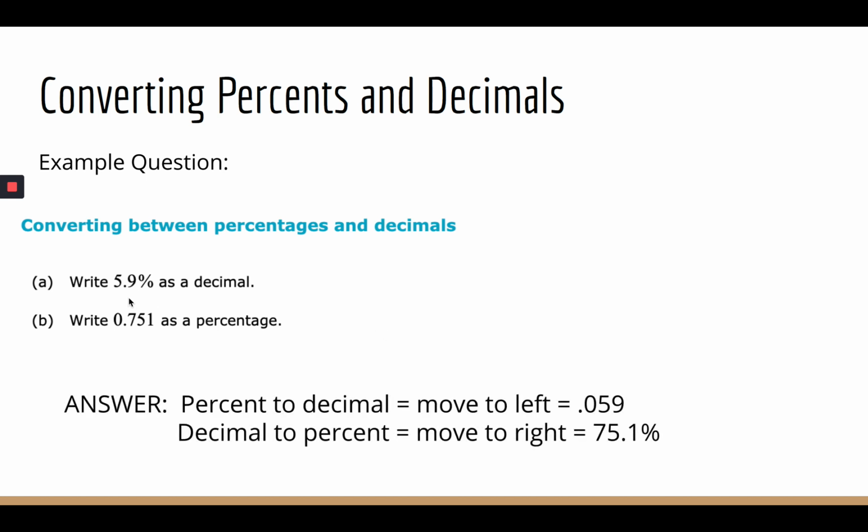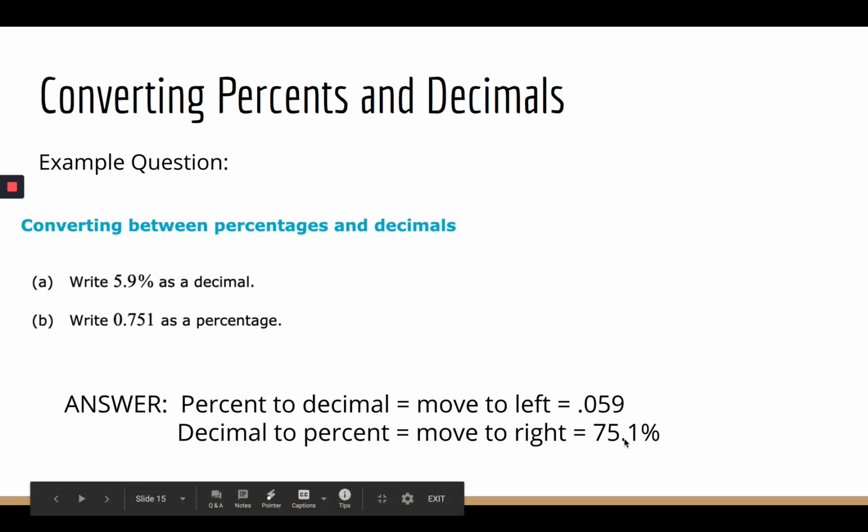So to change this percent into a decimal, you move the decimal 2 to the left. And if we move this to the left, 1, 2, we're going to have 0.059. To change this decimal into a percent, you move 2 to the right, 1, 2, and 75.1%.